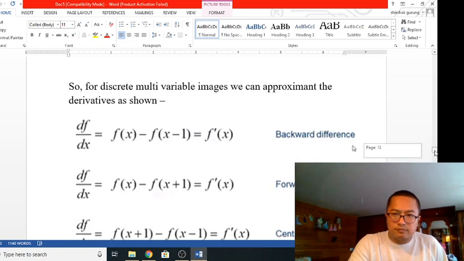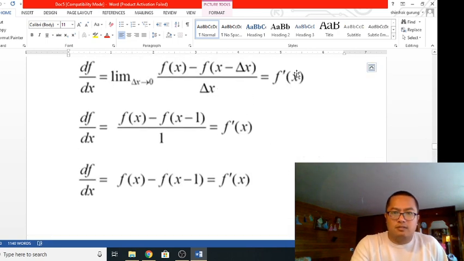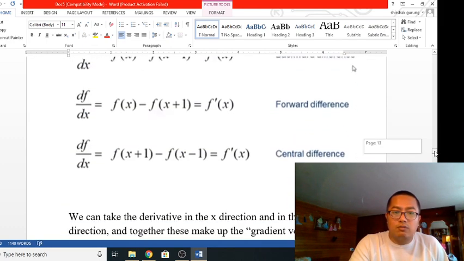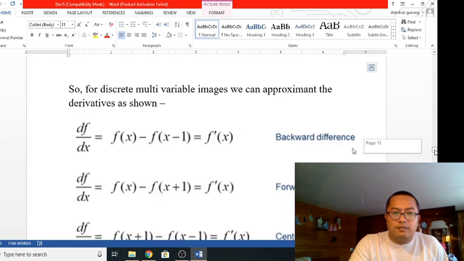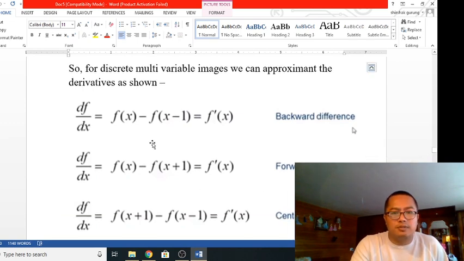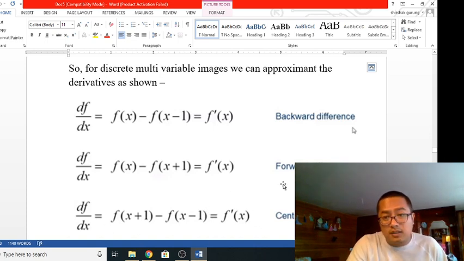of this derivative for continuous variables. So for images, we've somehow got these derivatives for discrete variables. And most of the time the central difference is what is taken by most of the algorithms. So most of the algorithms will consider this central difference, not the backward, not the forward. They will take one pixel ahead of you and one pixel before you.